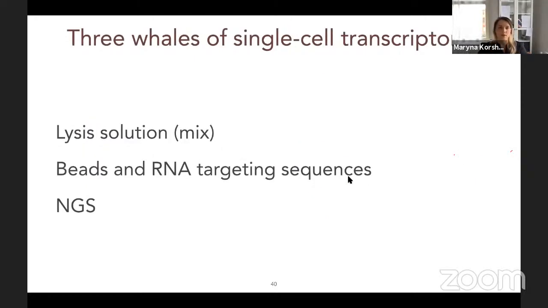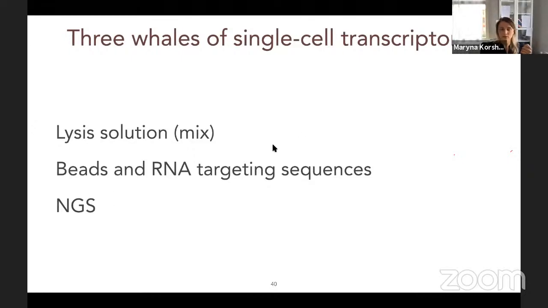So just a small recap. There are three main whales of single cell transcriptomics. First of all, the lysis solution, which transfers your tissue from the solid state to a single cell suspension. Another one is the beads and RNA targeting sequences, because beads with poly T tails are relevant just for mRNA, which has poly A tails, and that is why it might vary depending on different protocols. And the last but not least is next generation sequencing, which is essential, because without sequencing all of these reads, you will not be able to receive your data.